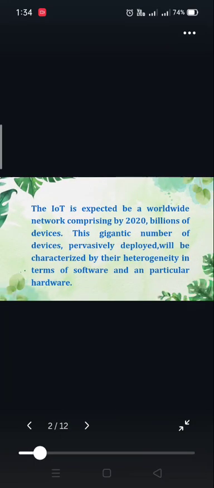Today we will discuss hardware for the IoT. The IoT is expected to be a worldwide network comprising billions of devices by 2020. That means a gigantic number of devices deployed, which is characterized in terms of software and particularly the hardware.